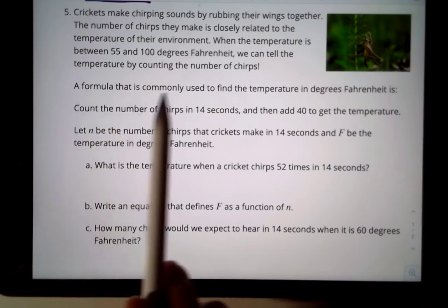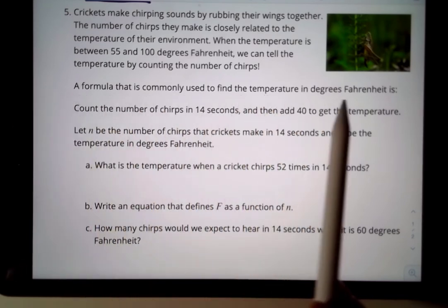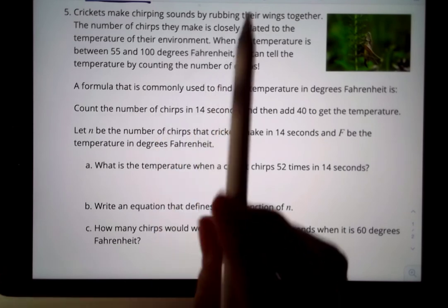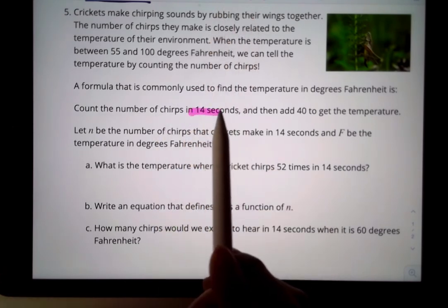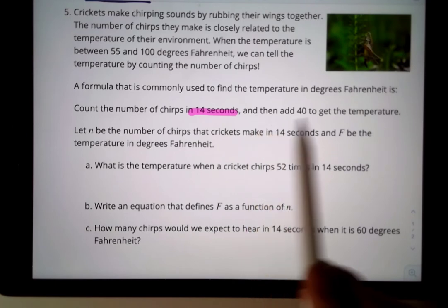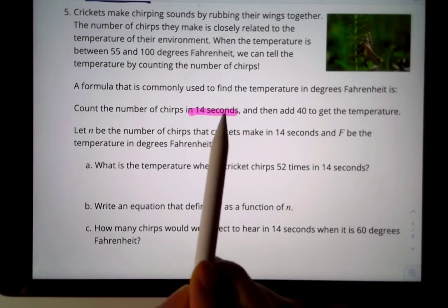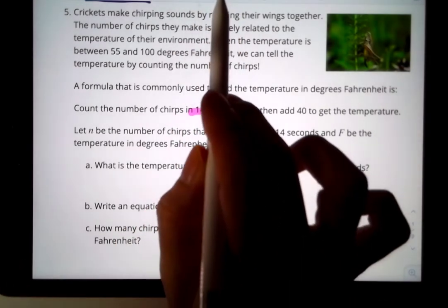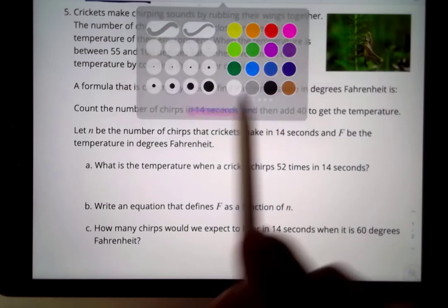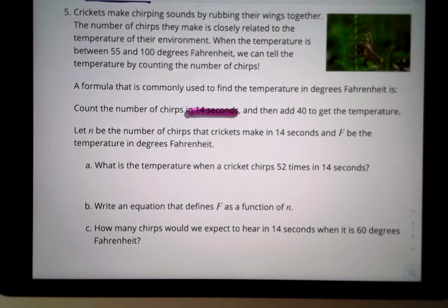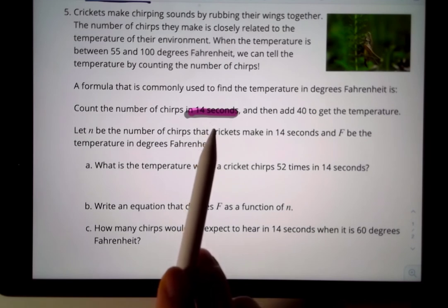The formula that is commonly used to find the temperature: in 14 seconds, do you see this? 14 seconds. And then you just add 40 to get the temperature. So for example, if they make sounds 10 times in 14 seconds, then the temperature will be 50. So this 14 seconds, actually, it's nothing. We're not using this number at all. That just makes you confused, all right?